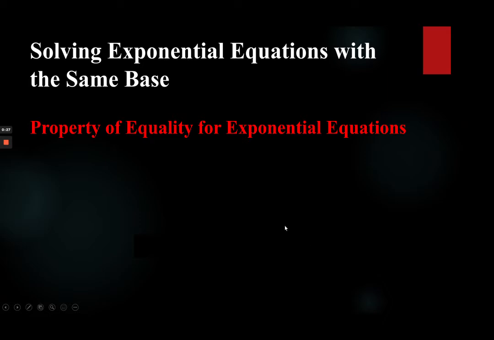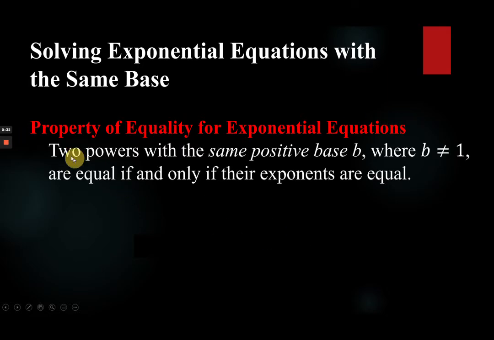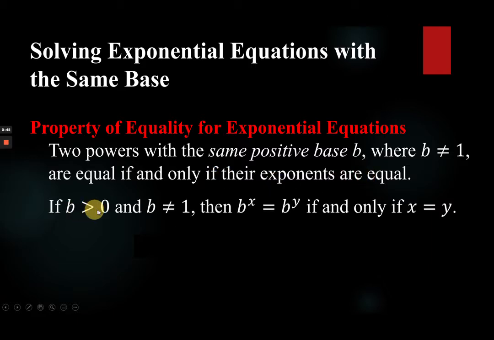Here is the property of equality for exponential equations. It says that two powers with the same positive base b, where b is not equal to 1, are equal if and only if their exponents are equal. To explain further, if b is greater than 0 and b is not equal to 1, then b raised to x is equal to b raised to y if and only if x is equal to y. This is the main property we will use to solve exponential equations.